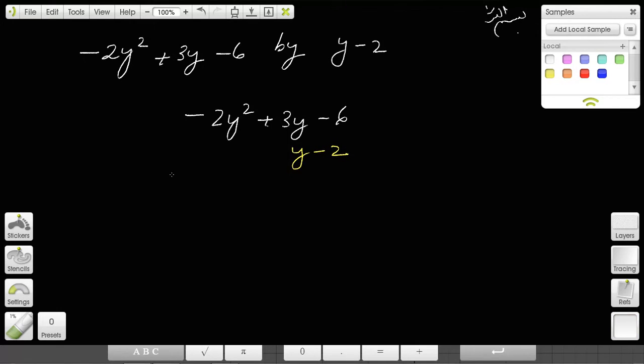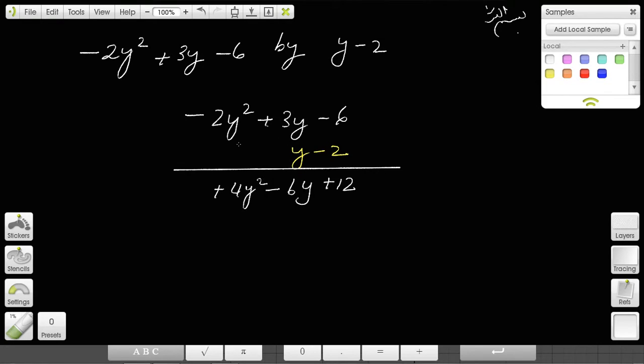And then you distribute this. It's very similar to multiplying with numbers. So you take this and multiply it to every single term. Let's do that. You take negative 2 and multiply every single term. So negative 2 times negative 6 is positive 12. And negative 2 times 3y is negative 6y, and negative 2 times negative 2y squared is positive 4y squared.